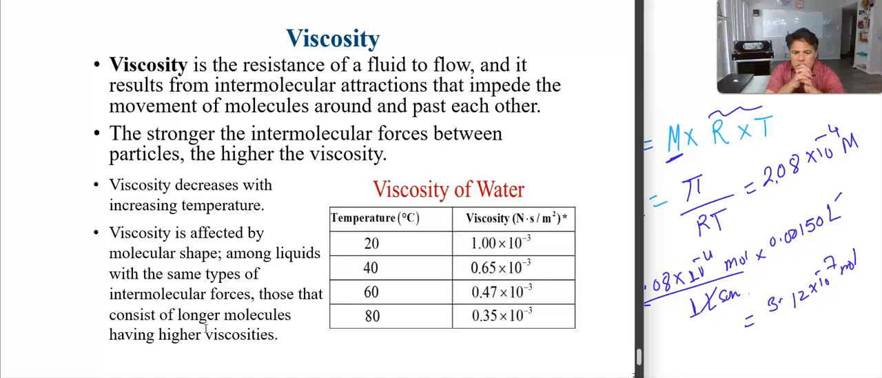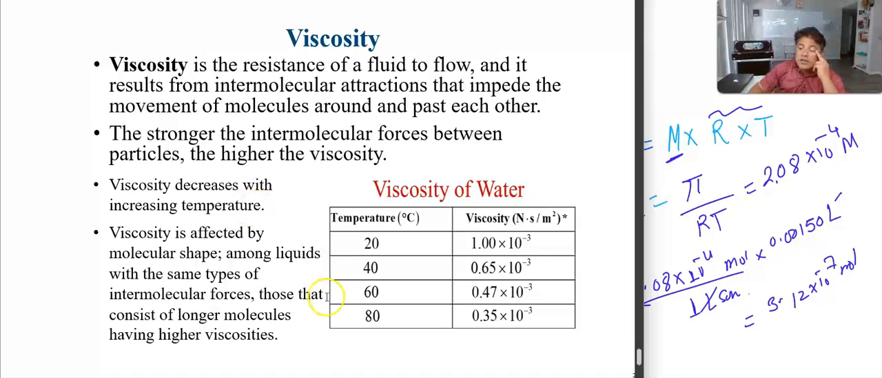Among liquids with the same type of intermolecular forces, those that consist of longer molecules have the higher viscosity, right? Longer molecules have more contact surface area. That's the reason you have more intermolecular force. That's why it has more viscosity.